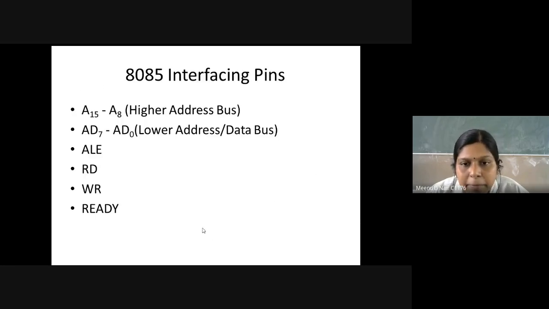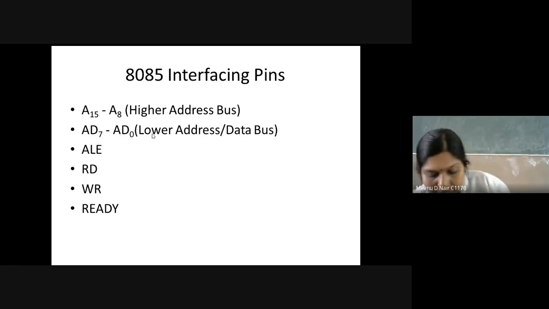Now the interfacing pins which are available. The address bus is a 16-bit address, from A0 to A15. A0 to A7, which you can also call AD0 to AD7, the lower part of the address lines, will act as the data bus. It acts as both data bus and address bus. If it is a 16-bit address, A0 to A15 will be used.